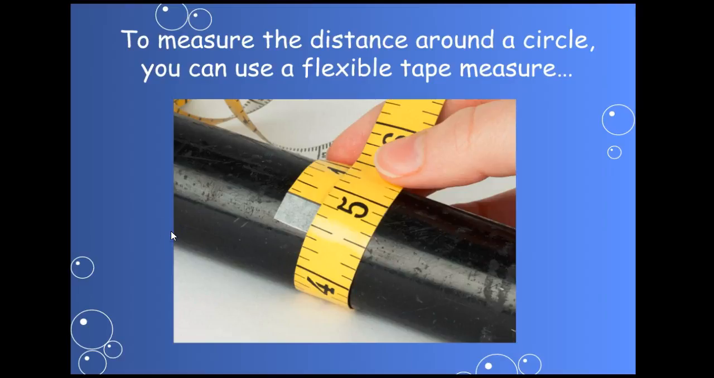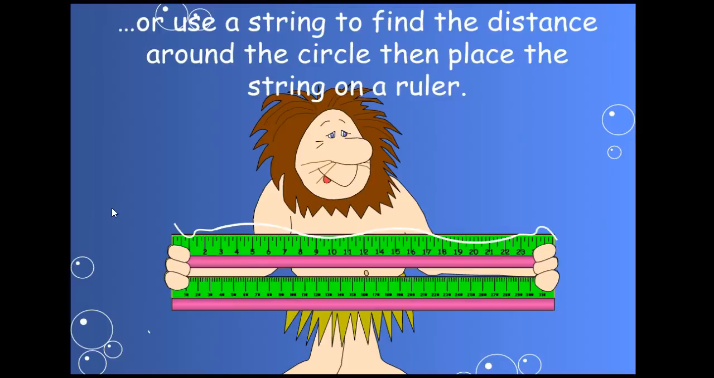To measure the distance around the circle, you can use a flexible tape measure, like you see here, or use a string to find the distance around the circle, then place the string flat on a ruler. So you take the string, measure around the circle, then use that same string flat on a ruler, and then you can measure that in either inches or centimeters.